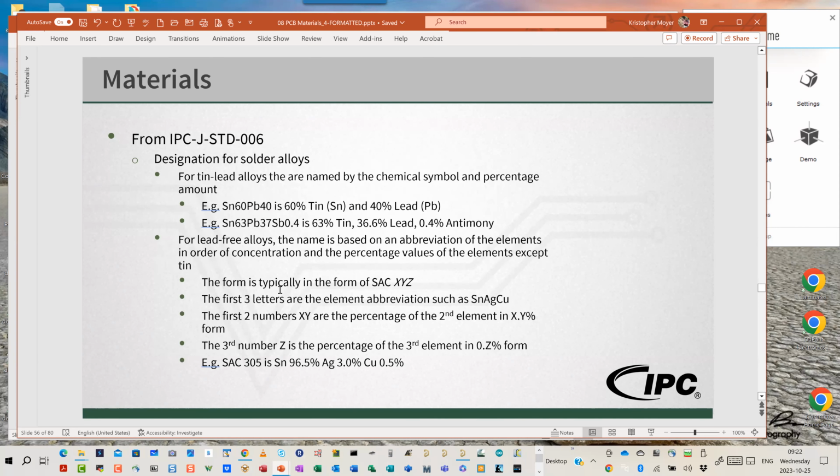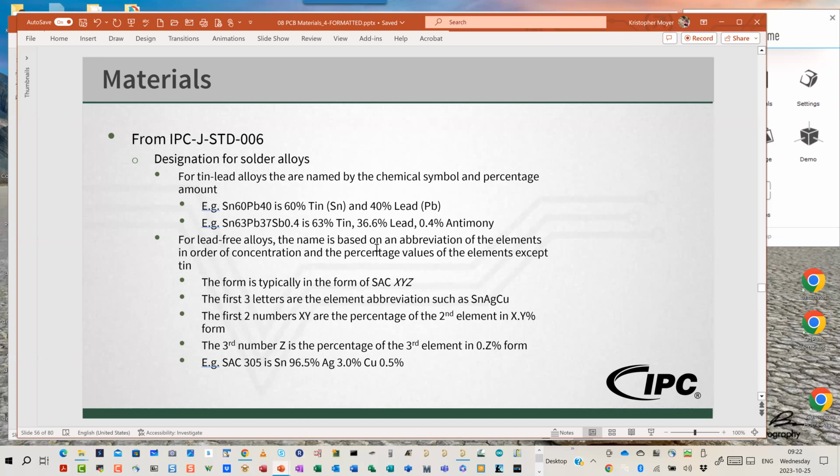Okay, from J-STD-006, the designation for the solder alloys. For tin lead alloys, the names are based on the chemical symbol and percentage amount, such as Sn60Pb40, which is 60% tin, 40% lead. Sn63Pb37Sb0.4 is 63% tin, 36.6% lead, and 0.4% antimony. So the 37 here was 36.6. It was a rounding, so we didn't write 36.6 here. And so on. So you have to look at the table to know where the rounding is coming from.